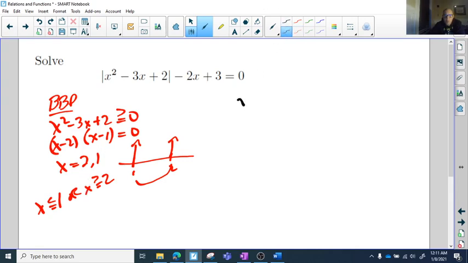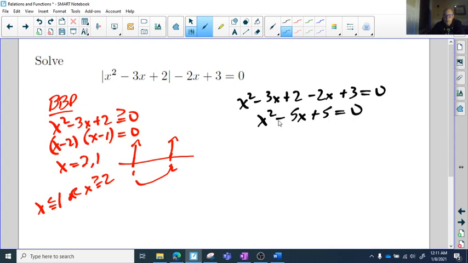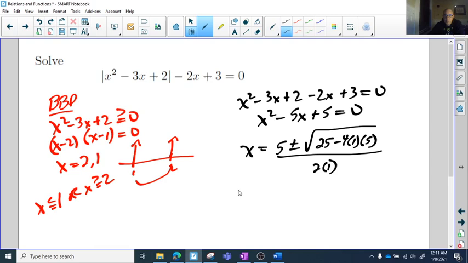Okay, so here's the positive version. X squared minus 3x plus 2. So you just leave it like it is. Minus 2x plus 3 equals 0. Now we solve x squared. Take away 5x plus 5 equals 0. That will not factor, so we go quadratic formula. Negative b plus or minus the square root of b squared minus 4ac, all divided by twice the a value. X is 5 plus or minus, so this will be 25 minus 20, square root of 5 over 2.